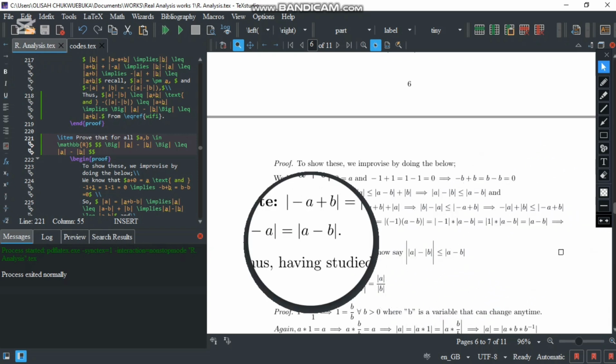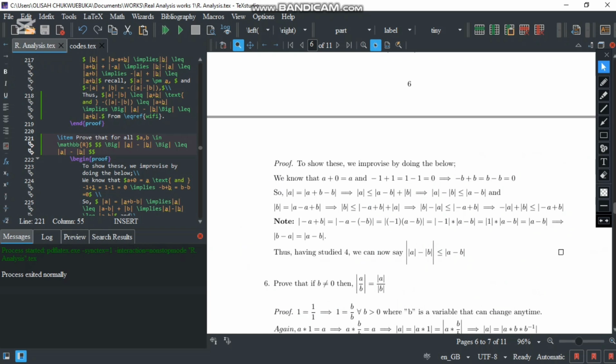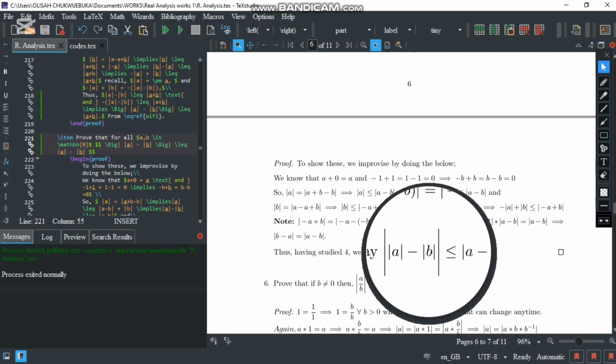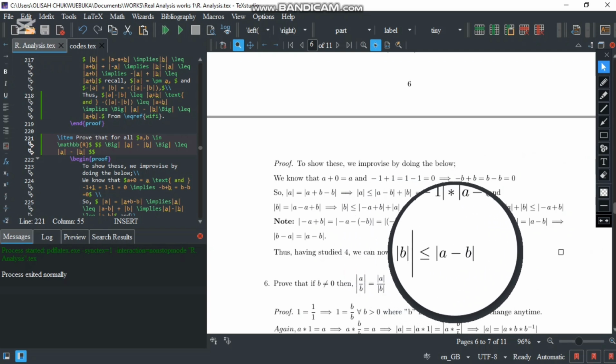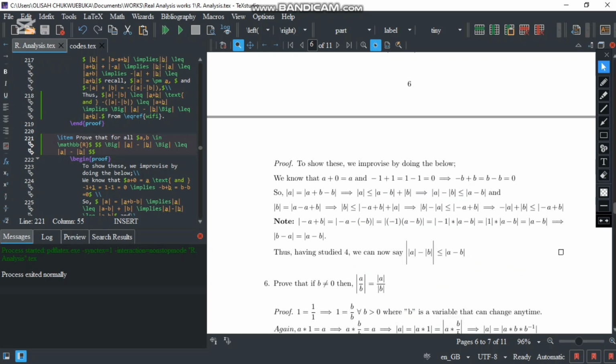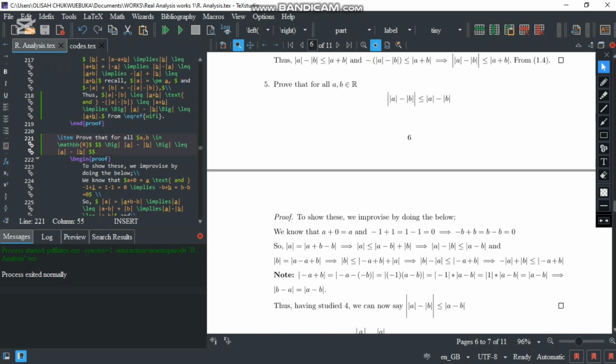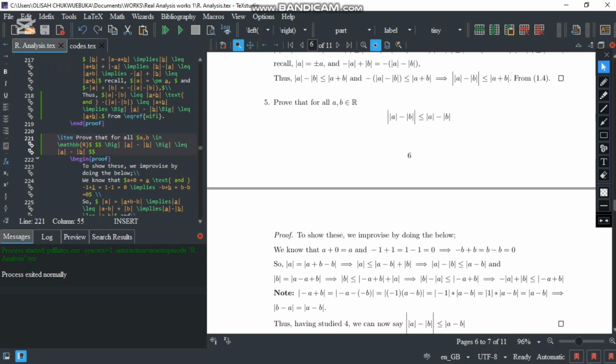So having studied example number 4, we are now able to say that the absolute value of the absolute value of a minus the absolute value of b is less than or equal to the absolute value of a minus b. And I would like you to go back and study this example, because it can be very, very confusing. Example number 5 and example number 4, study them.